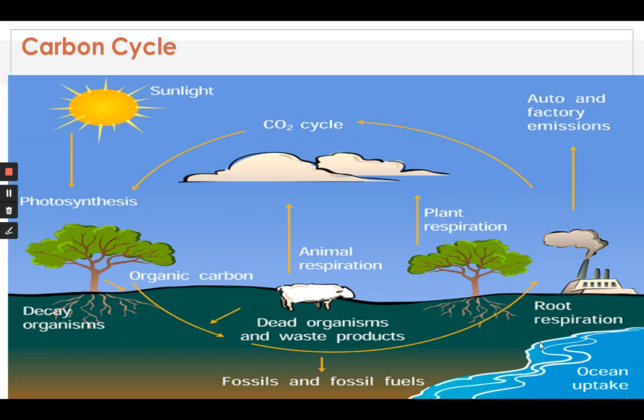Animals release carbon dioxide in the form of respiration, but also through their waste. In addition to plants, phytoplankton take in carbon dioxide, and when they die or produce waste, that carbon dioxide goes back into the environment. And given enough time and energy, the carbon that's produced by animals and plants that goes into the ground will turn into fossils and fossil fuels that, when burned, put carbon right back into the atmosphere.